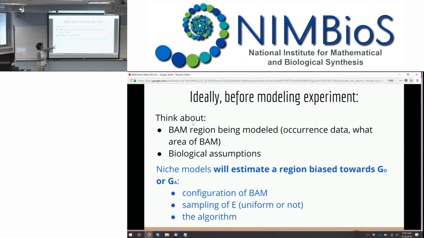So this depends on the configuration of a BAM diagram, and Town mentioned different species will have different configuration, generalist species versus endemic species, versus species that have no dispersal abilities or low dispersal abilities versus, I don't know, continental dispersal abilities. And then how well we sample the environment space, is it uniform or not, and what algorithm we are using. So think about these concepts and these constraints of your experiment before you run models.